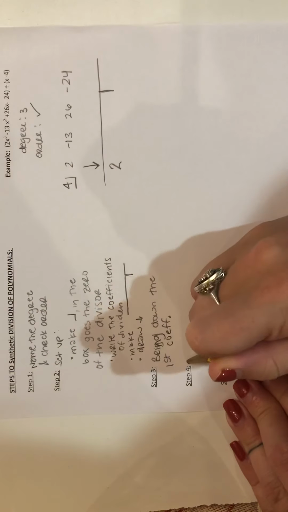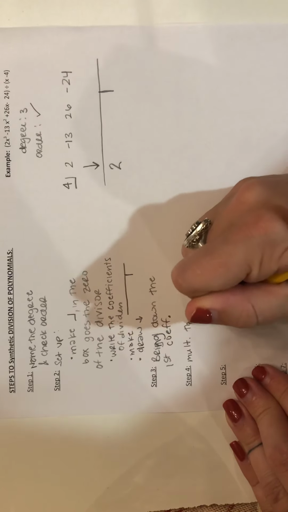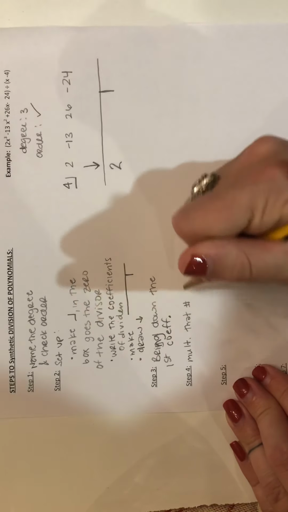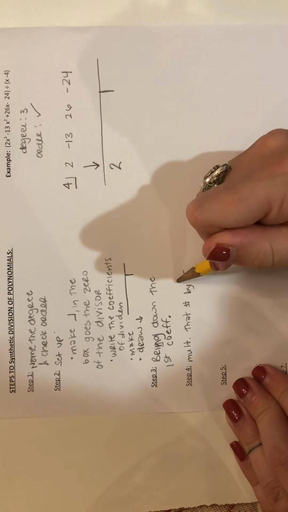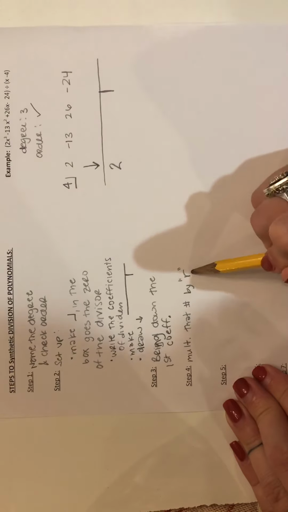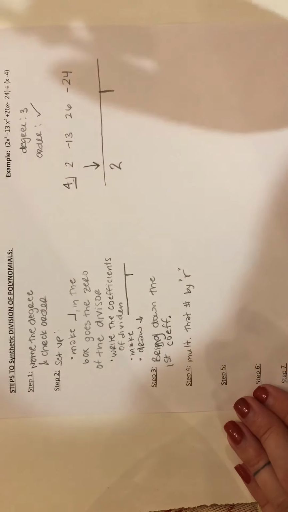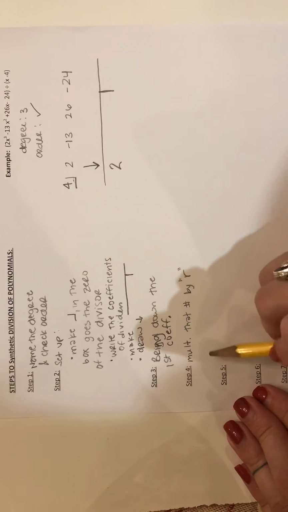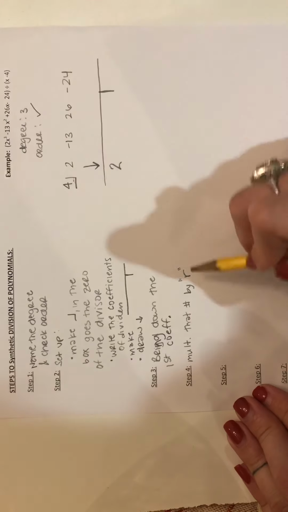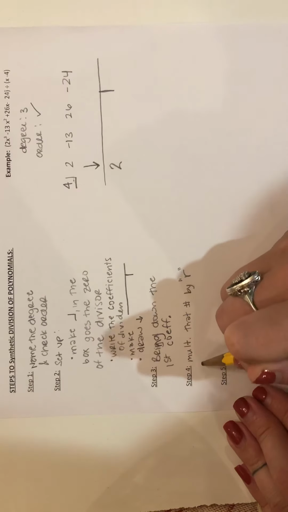Step 4, we are going to multiply that number that I just brought down by R. R is what I'm going to now refer to as the number in the box. We went over this in the warm-up. It didn't make any sense to you when we did, but now it does. So we are going to multiply that coefficient by R, and we are going to write it under the next coefficient.